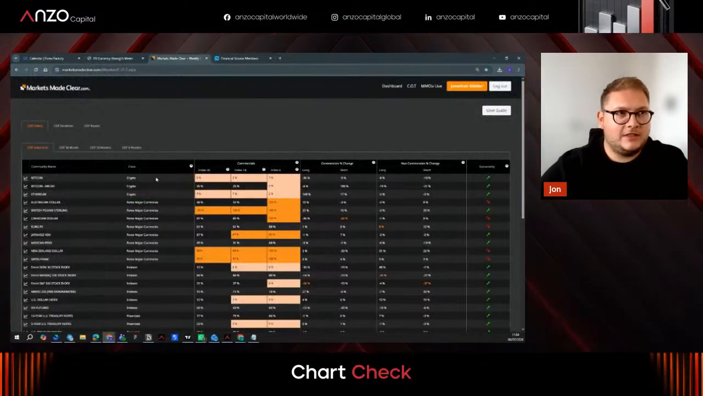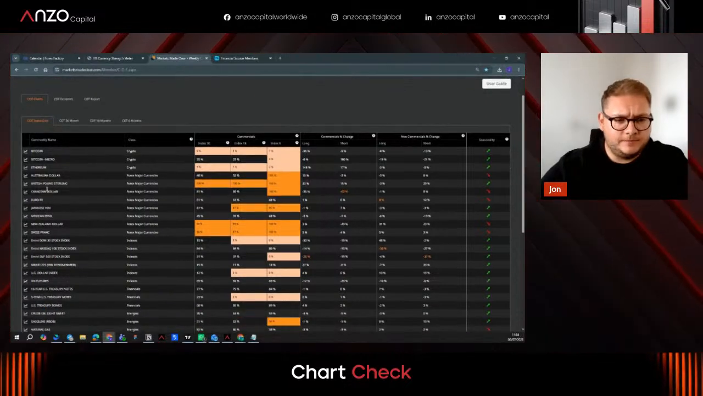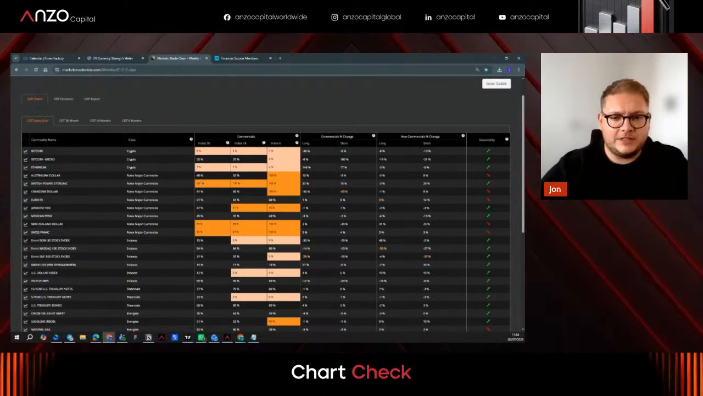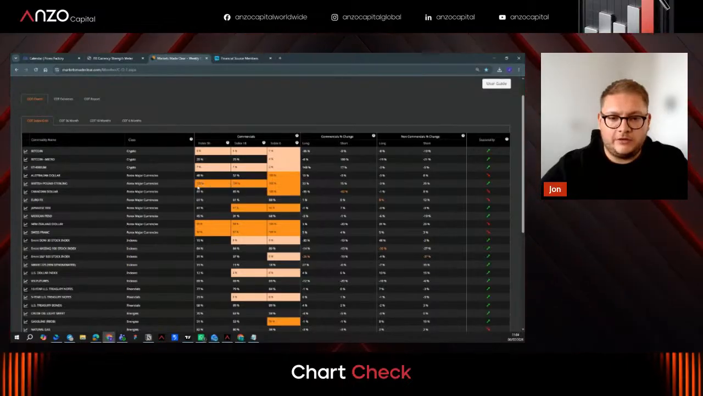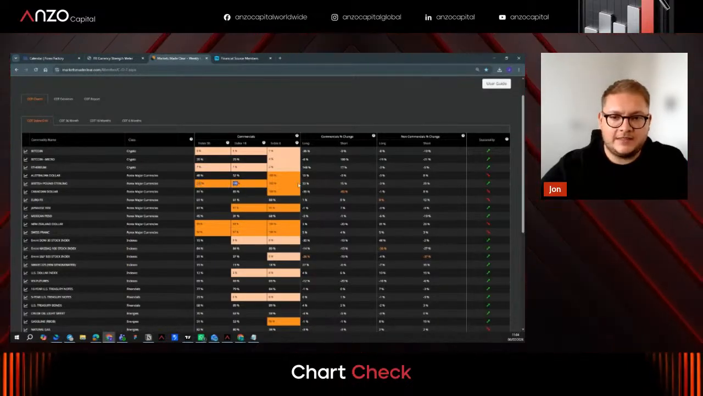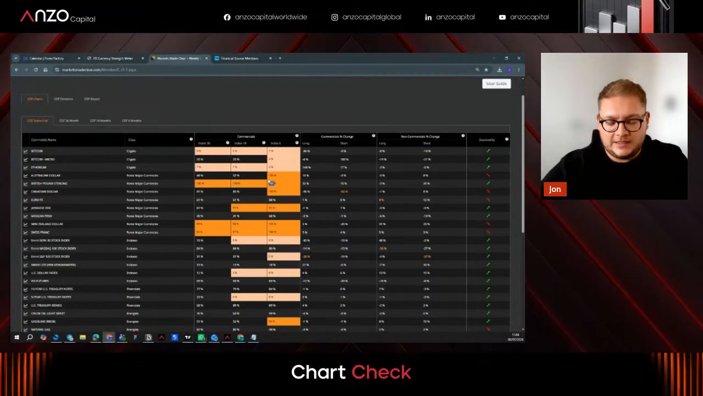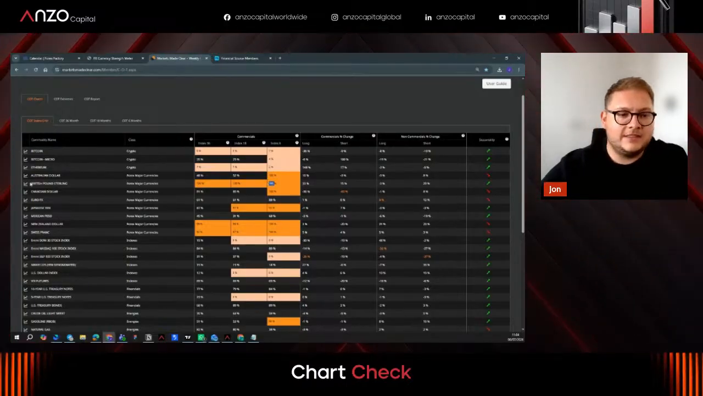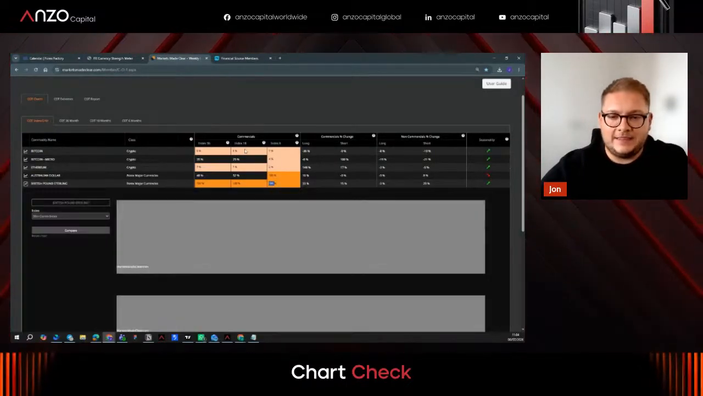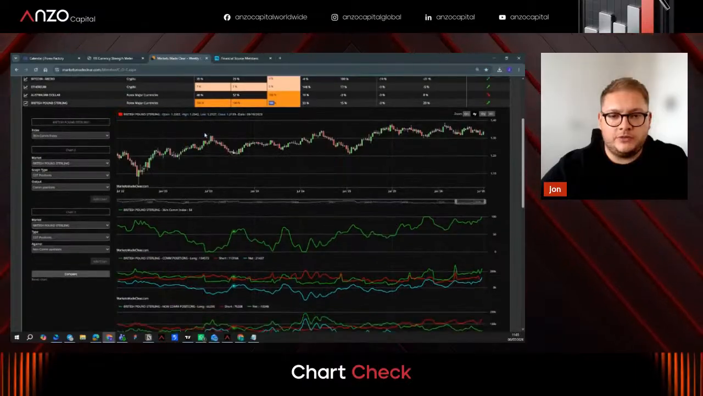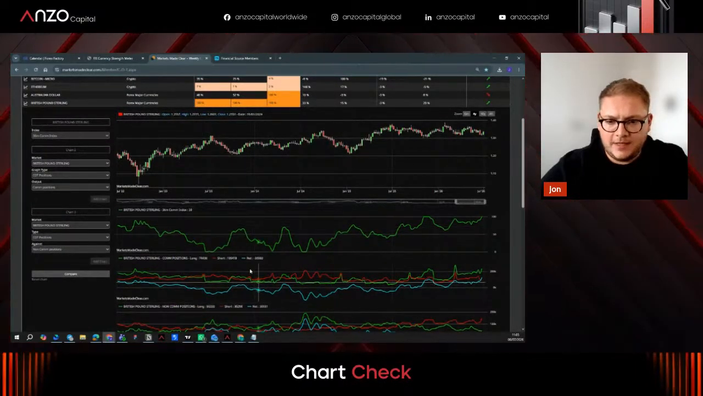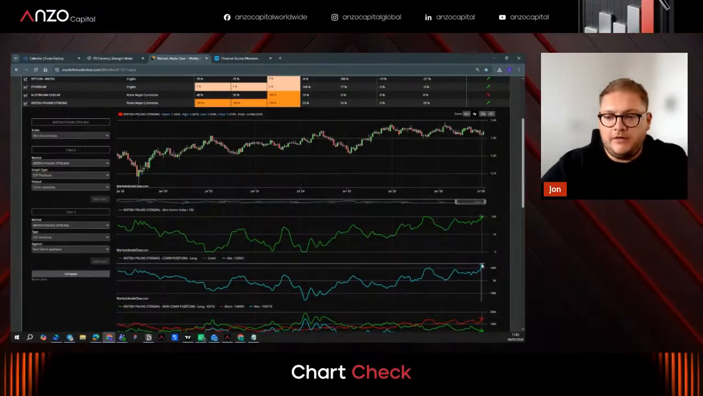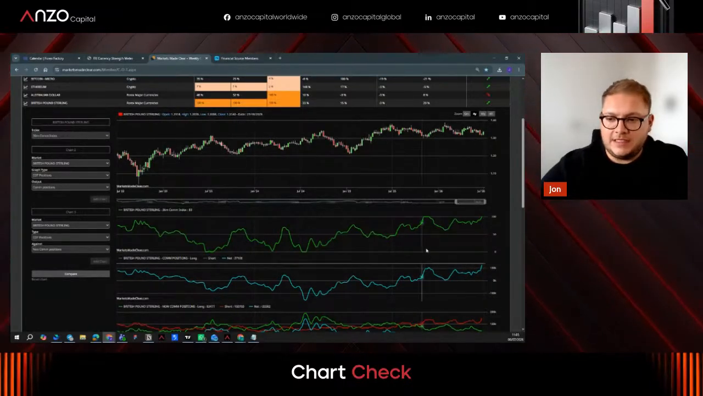Then if we take a look at the commitment of traders reports here, we can see the pound sterling has a 100% signal across a 36-month index, 18-month index, and 6-month index on the Markets Made Clear scale. Now, what does that basically mean? It means that commercial net contracts are at their highest level in 36 months.